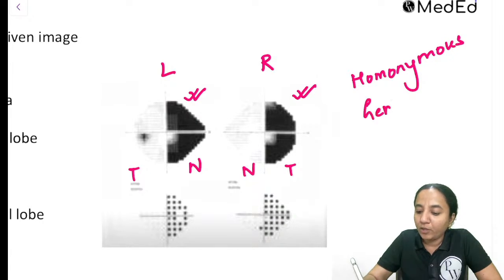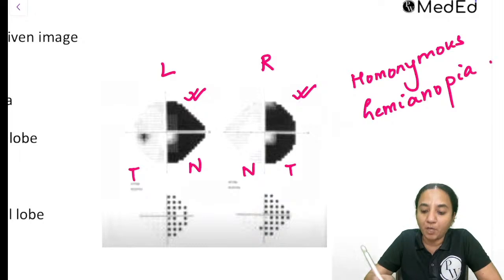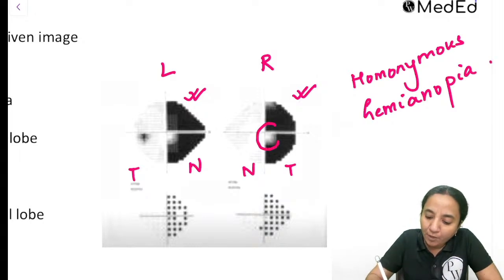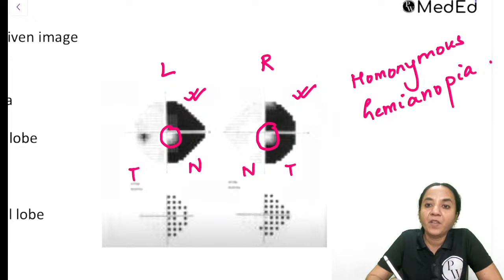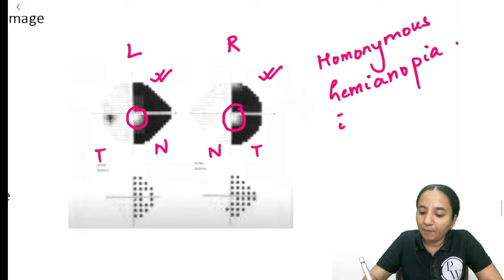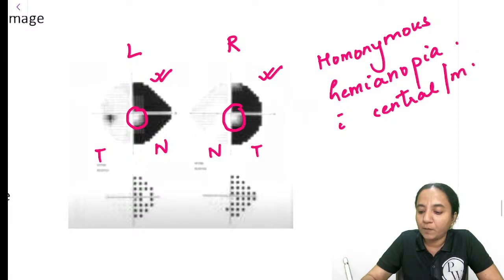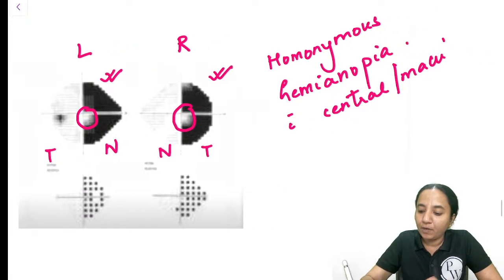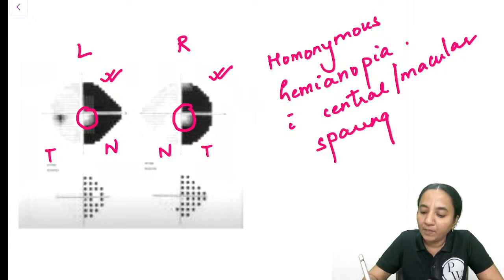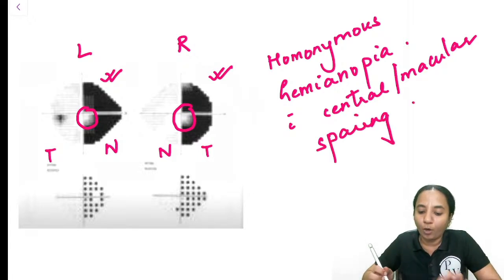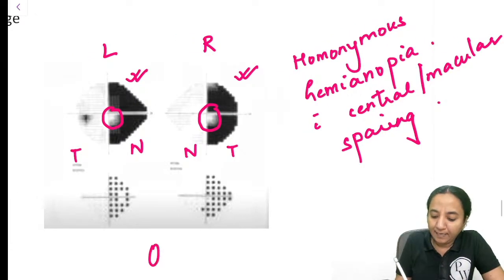But see, this is not just a homonymous hemianopia. This is a very special kind of homonymous hemianopia where the central portion is actually clear. So this is a homonymous hemianopia with central or macular sparing. With central or macular sparing. So where do we get to see homonymous hemianopia with macular sparing? We all know that this is seen in lesion of the occipital cortex.